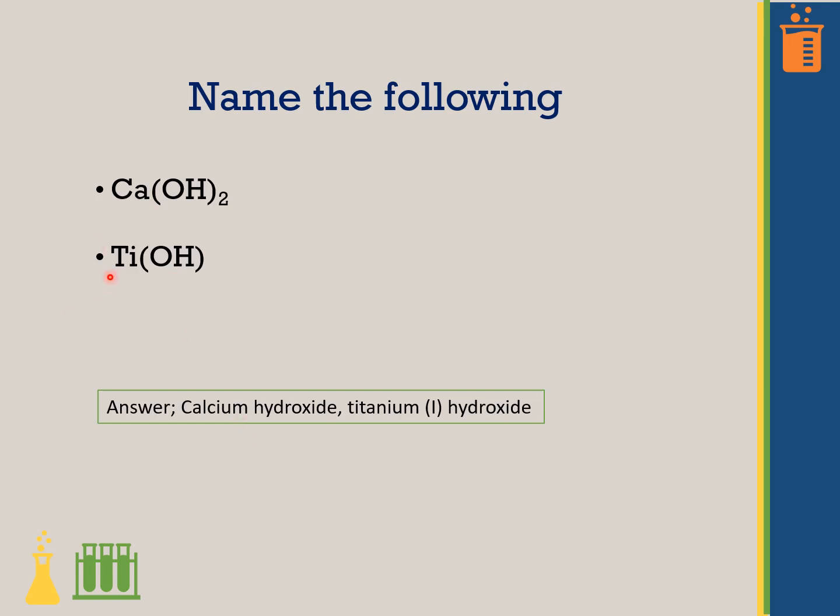But because titanium's in family B, I do have to state the charge. So I pull up that polyatomic ion table and I see OH has a charge of -1. That has to be balanced by +1, and there's only 1 titanium. So the name of this is titanium(I) hydroxide.